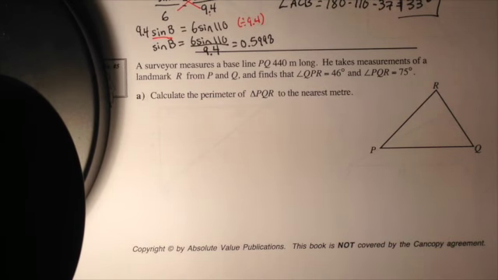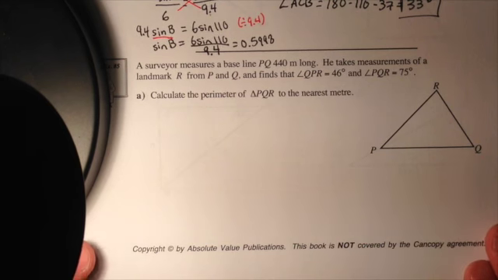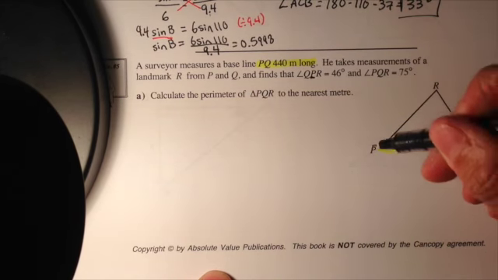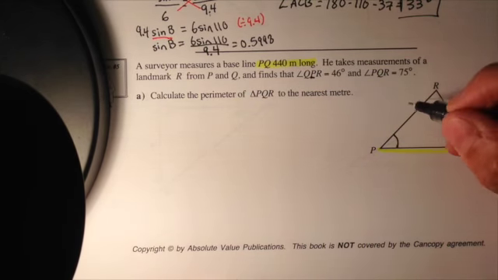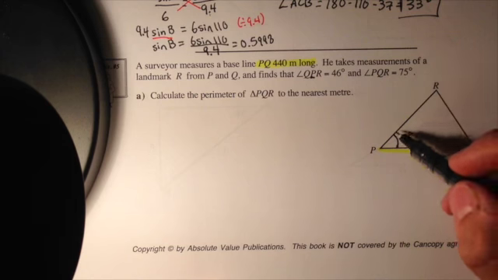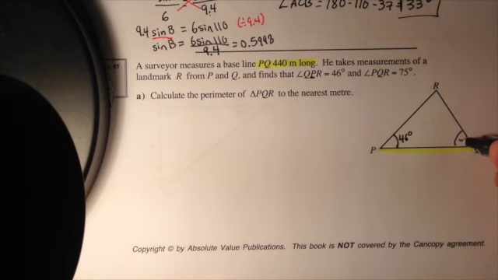For example number 5, a surveyor measures a baseline, which is PQ, 440 meters long. So we know that this line PQ is going to be 440 meters long. He takes measurements of a landmark R from PQ and finds that angle QPR is 46 degrees. So remember, if it's angle QPR, then that means that angle P here is 46 degrees. And he measures PQR to be 75 degrees. So we know that that is going to be 75 degrees.